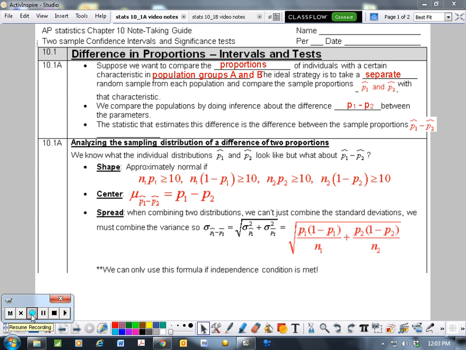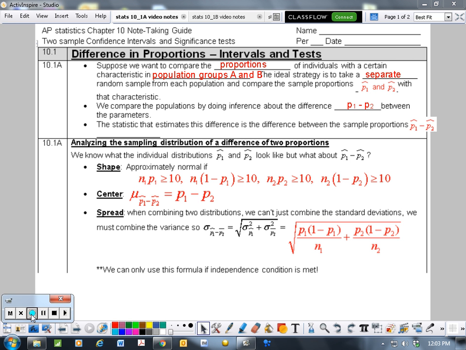Okay, so we're going to go ahead and move on to chapter 10. Chapter 10 is kind of a combination of chapter 8 and chapter 9, because we're going to be working with confidence intervals and we're going to be working with significance tests again. But now we're going to be looking at two sample data, and we're going to be looking at the differences between our two samples.